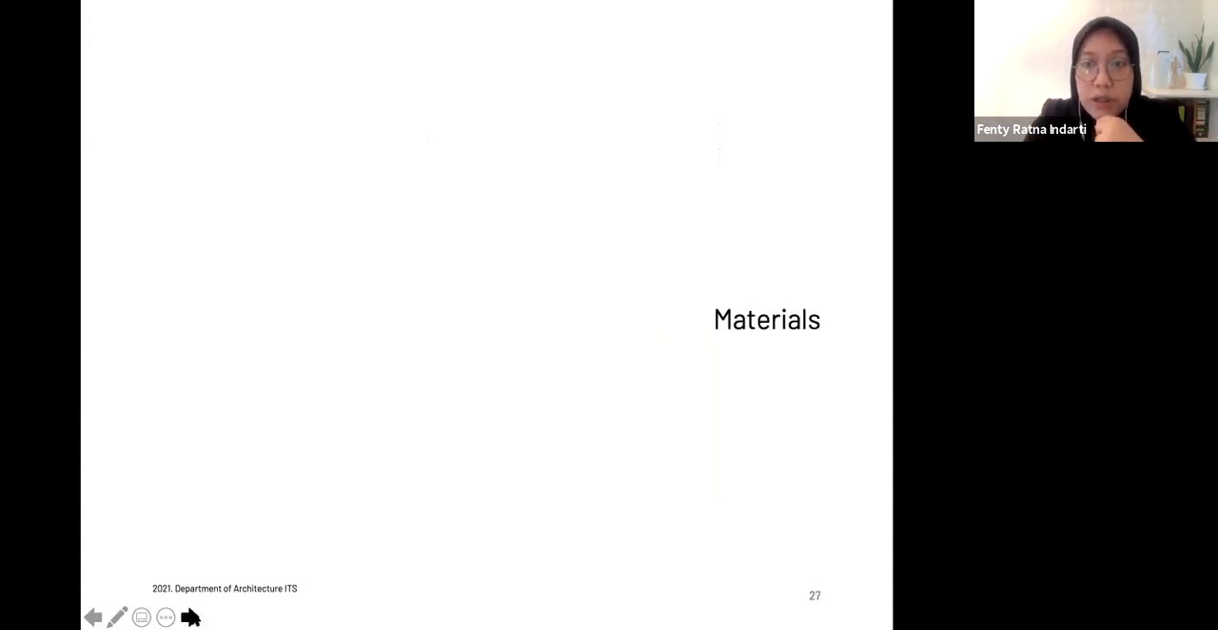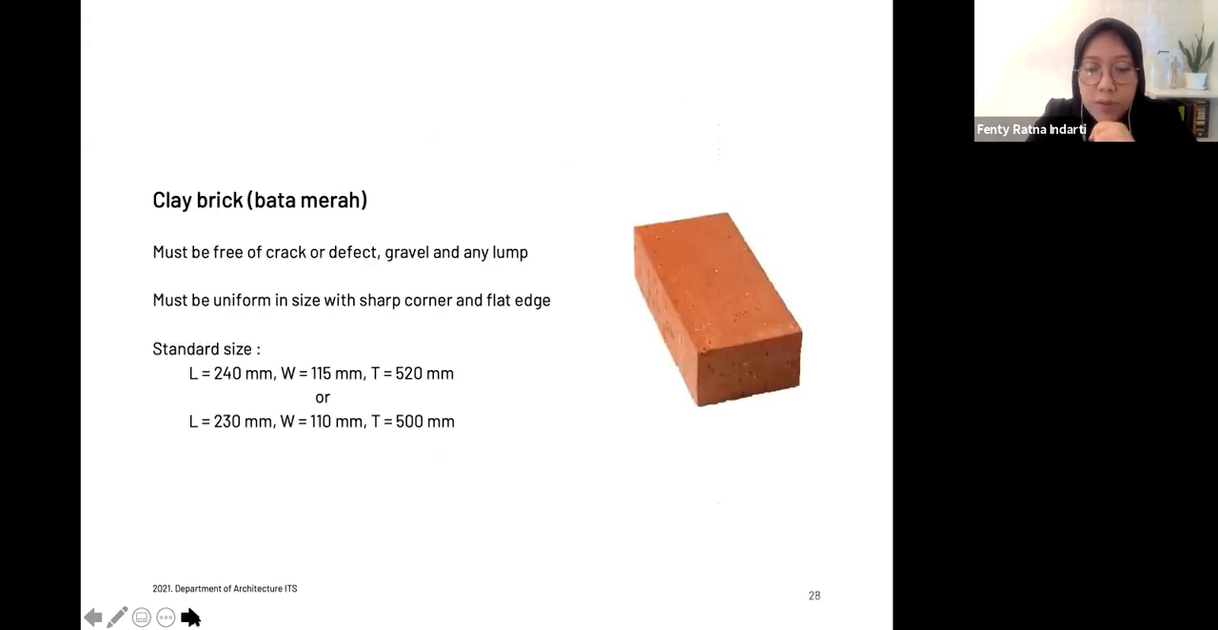Now we are talking about materials. The materials available in our country are varied, and I think the common one, the easiest one that you can find, is clay brick. But even though now clay brick is a little bit more expensive and it's hard to find a high quality one, this is the first thing that you can learn from images on Google.